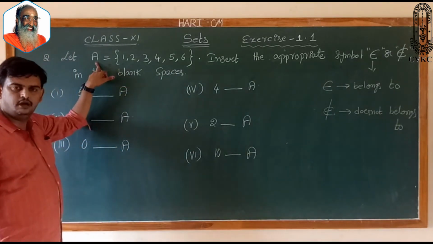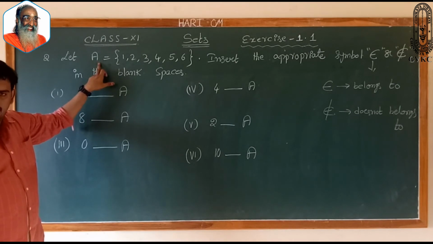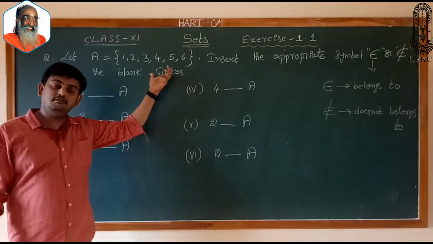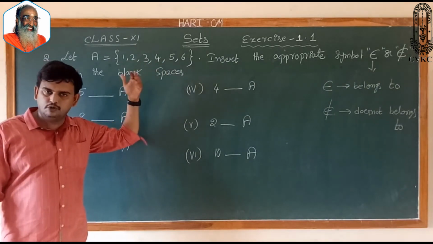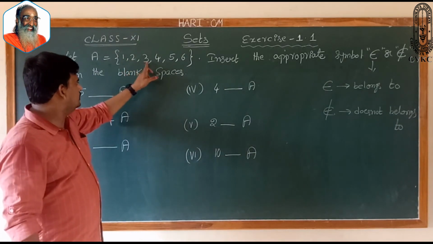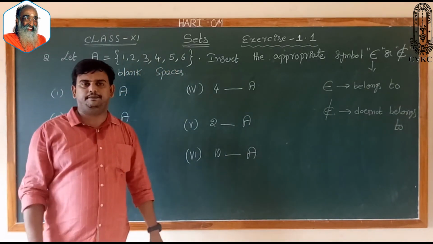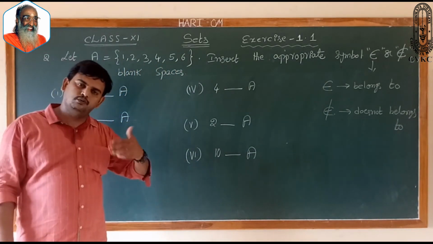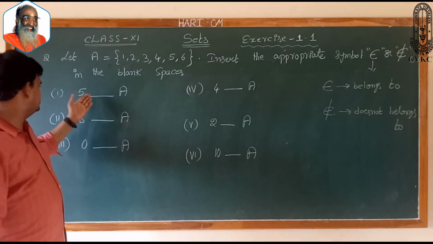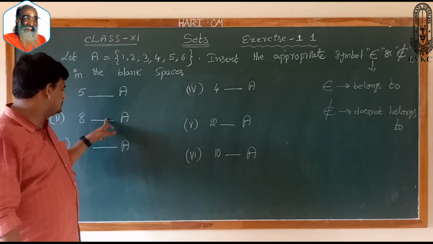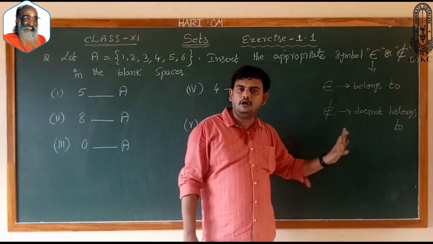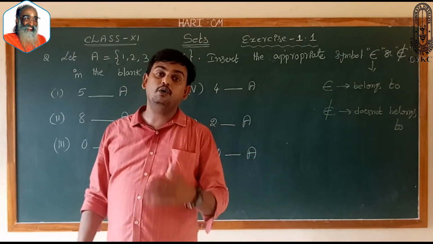What is the given set we have? Yes, we have a set A, and set A is a finite set, and it is in roster form, because we are able to see the elements. How many elements are there? 1, 2, 3, 4, 5, 6 elements are there. Here I have 6 blanks. I need to write in each blank the appropriate symbol, whether belongs to or does not belong to.